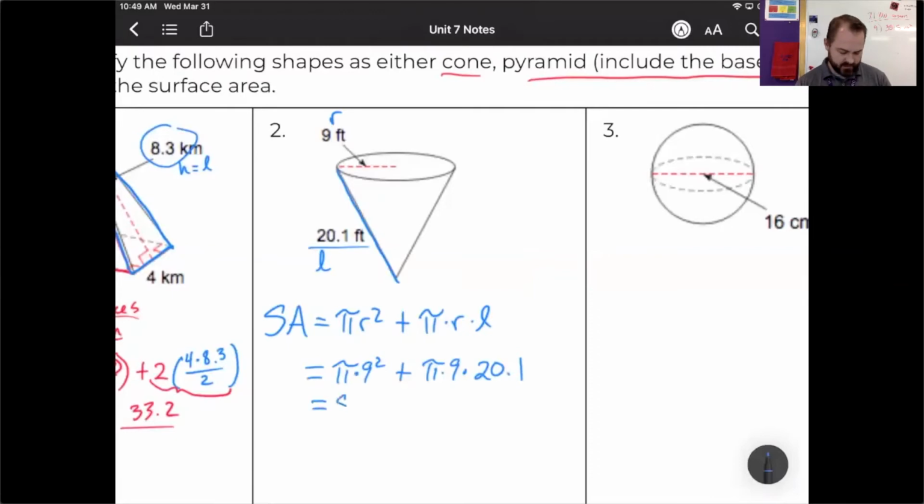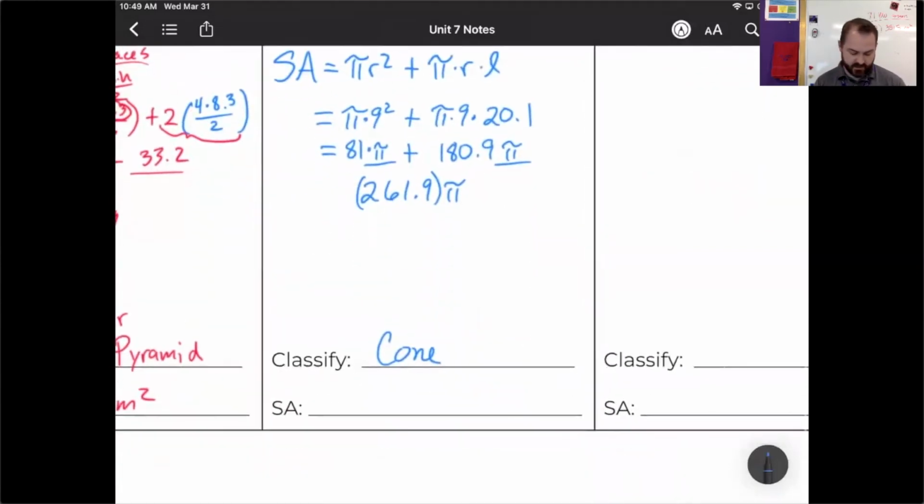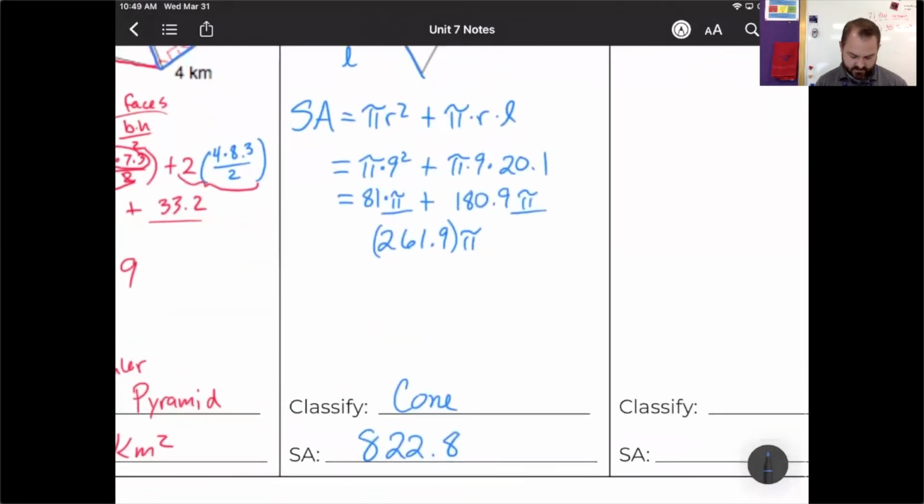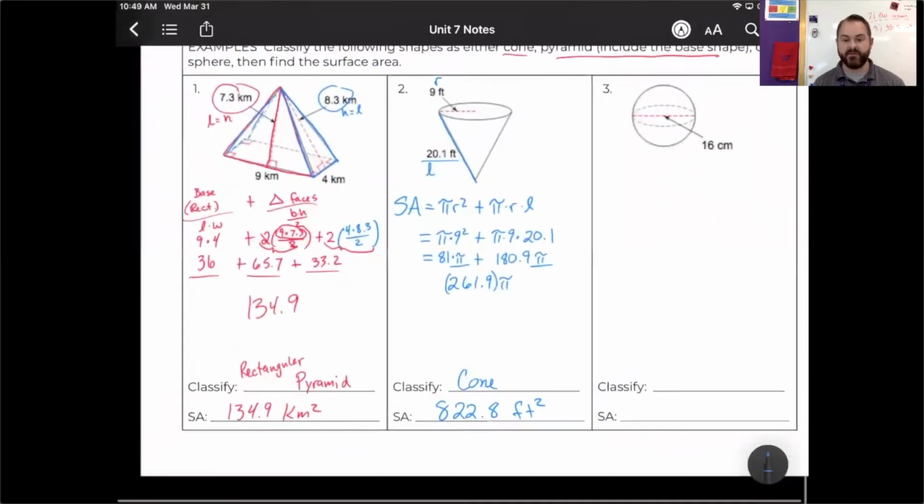9 squared is 81, so I have 81 times pi. And then 9 times 20.1 is 180.9 times pi. And so I can actually combine those because they're really like terms. They're both in terms of pi. It's like I'm going to undistribute a pi from both of them and just add the numbers 81 and 180.9, which gives me 261.9 pi. Okay, now when I multiply 261.9 times pi, I get a final surface area of 822.8 square feet for the surface area of that cone.